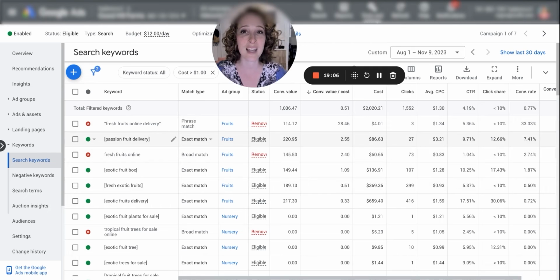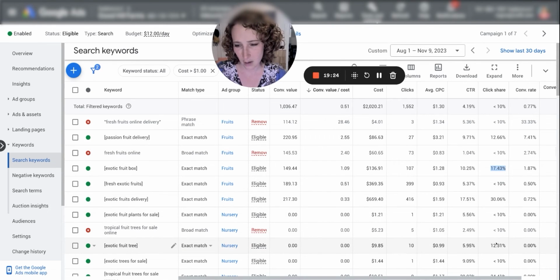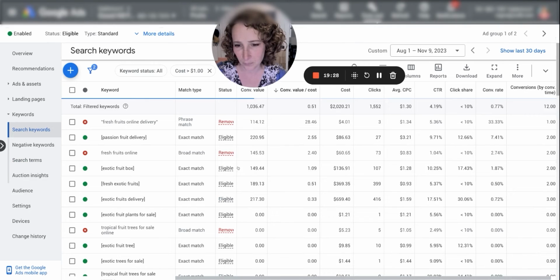If it was more like 80%, I would be hesitant. I would be like, I don't know if we can shove more money into that because we're already at 80% of the total amount of searchers every month, and it's just going to start getting really expensive to get that remaining 20%. Exotic fruit box, we're going after 17. Okay, exotic. Oh, these are tree keywords. Let's just look at fruits for now.